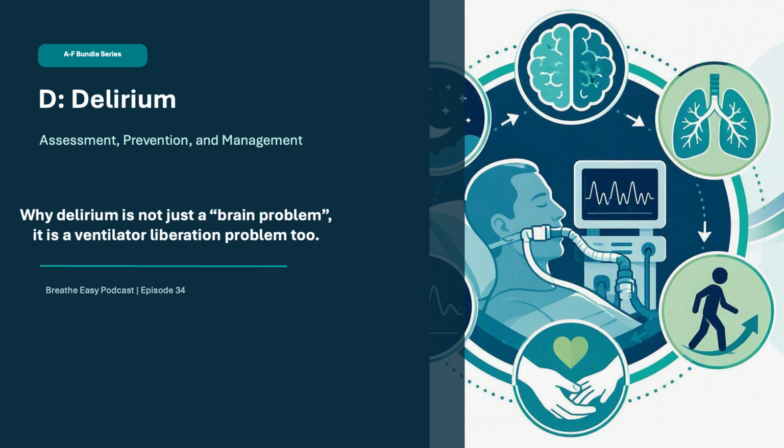Today we're covering the letter D: delirium assessment, prevention, and management. When we think about critical illness, our minds often go straight to oxygenation, ventilation, hemodynamics, and blood gases. But one of the most common and harmful complications in the ICU is not found on a ventilator graphic. It is delirium. This episode is about why delirium matters to respiratory therapists and how RTs can influence prevention every single day.